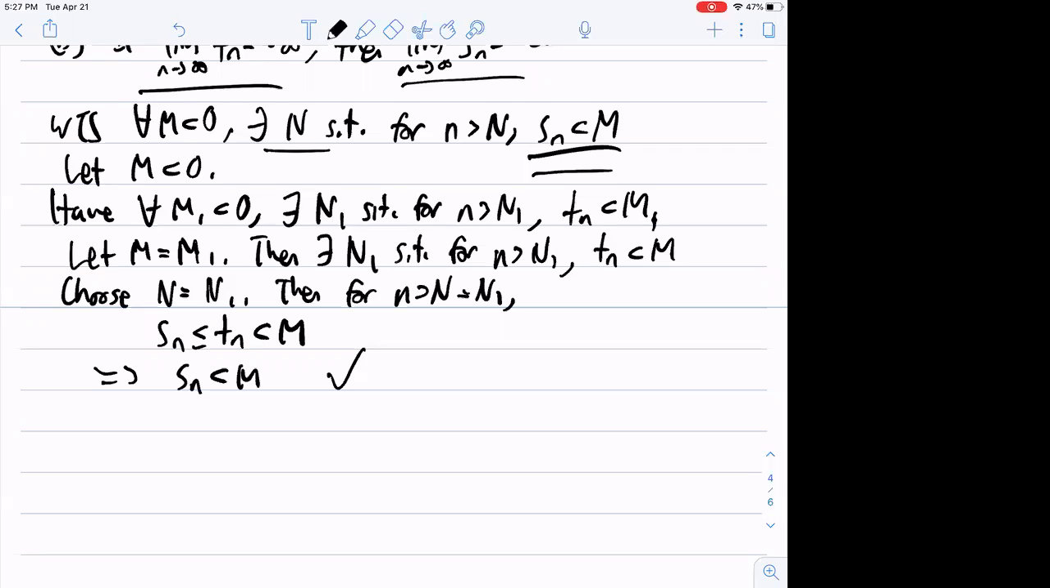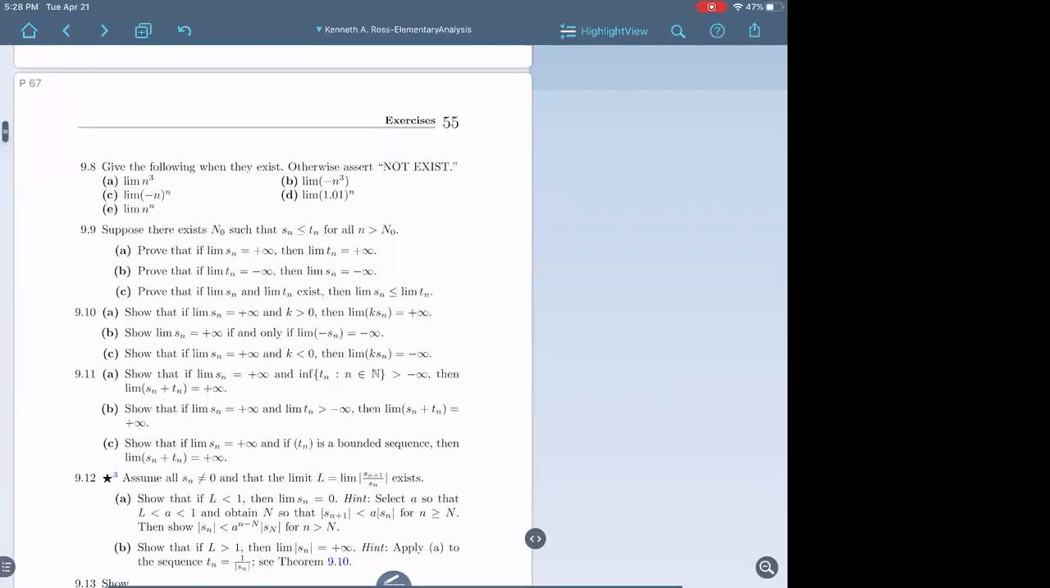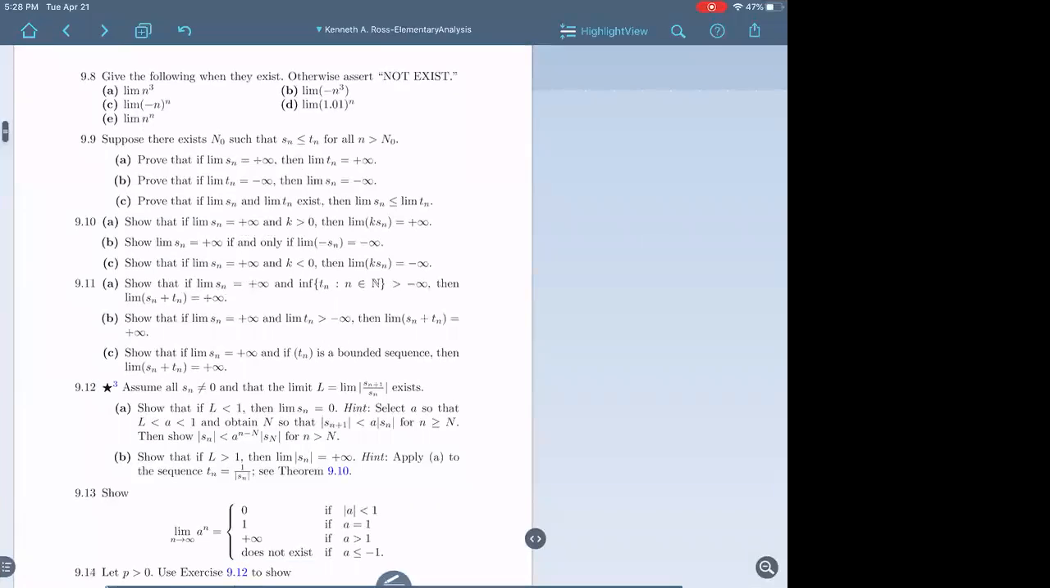Okay, just so everyone gets used to the definition. Is everyone clear so far? Okay, so let's do something different. 9.11a: show that if the limit of Sn is plus infinity and the infimum of Tn is bigger than negative infinity, then the limit of Sn plus Tn is positive infinity.